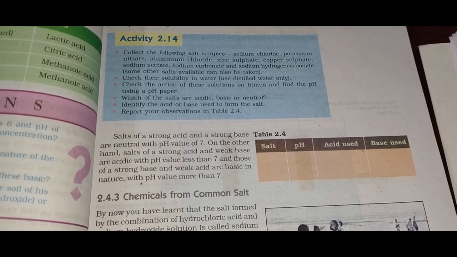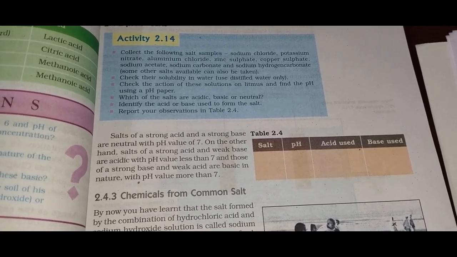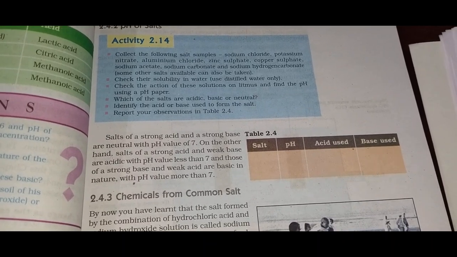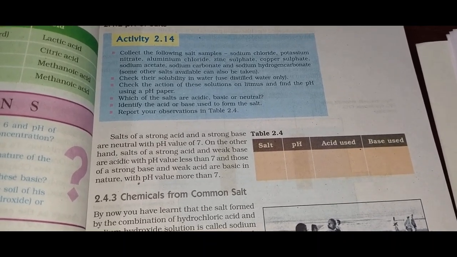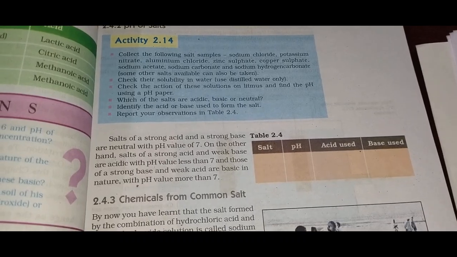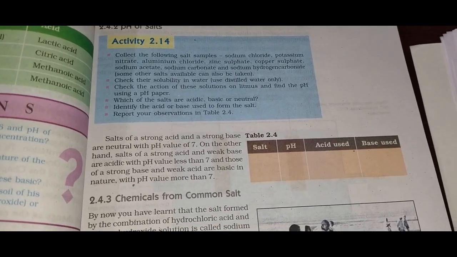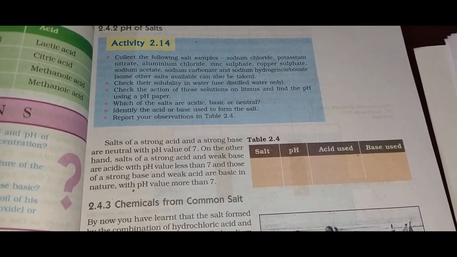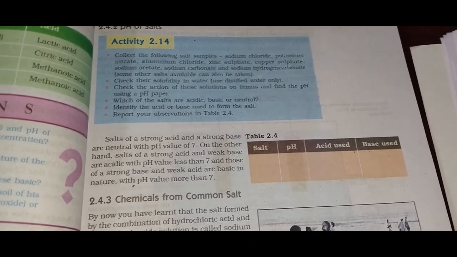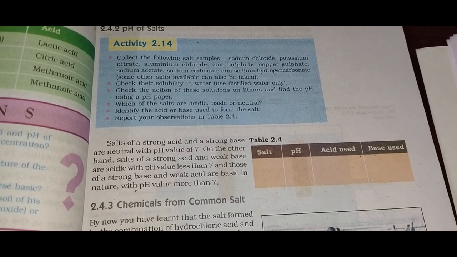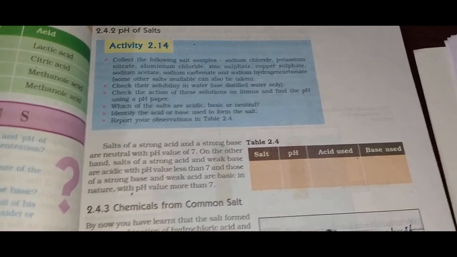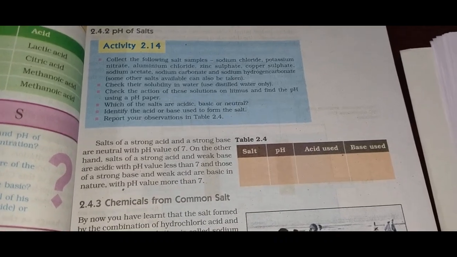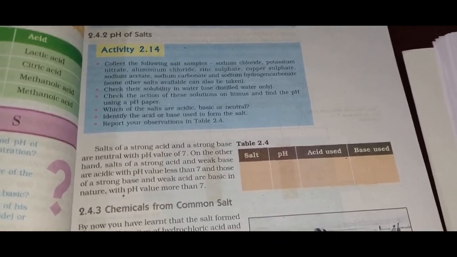On the other hand, when we use salts of a strong acid and a weak base, because of the strong acid, there are more H plus ions, so the salt which is formed is acidic and has a pH value less than 7. And when we prepare a salt from a strong base and a weak acid, because of more OH minus ions, as the strong base is present, the salt is basic in nature and the pH will be more than 7. Like this, we can find out the pH of the salt.